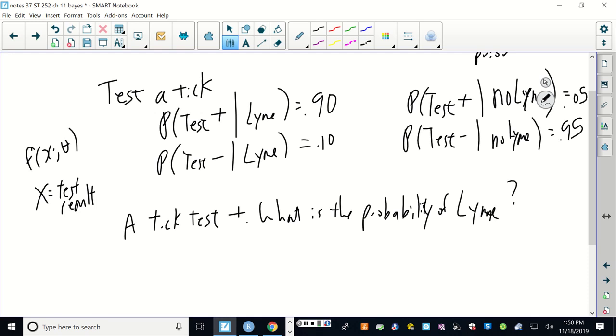So the test result and the status of the world are these two things. The data that we're going to get are the test results. That's something we're going to measure. And what we really want to know is the probability of the positives. So Bayes' theorem can help us with this.